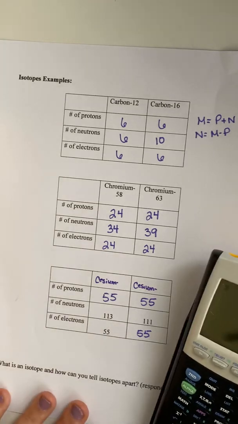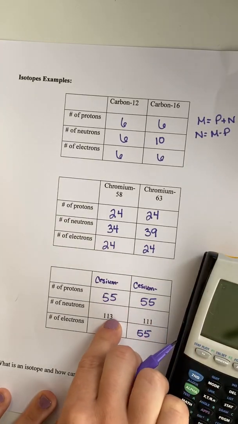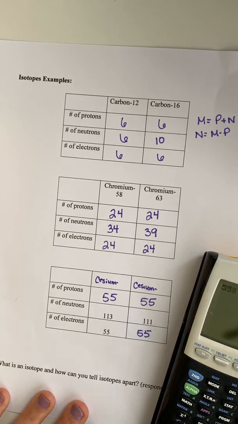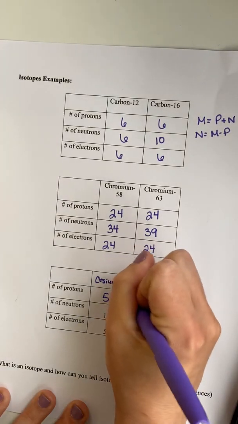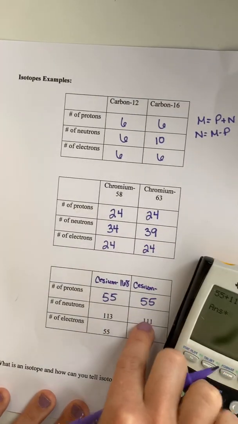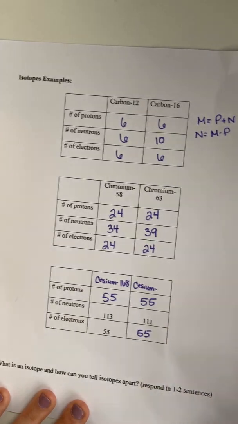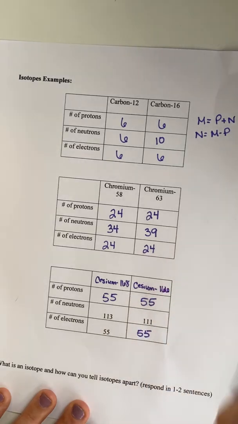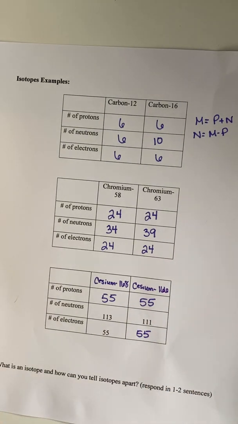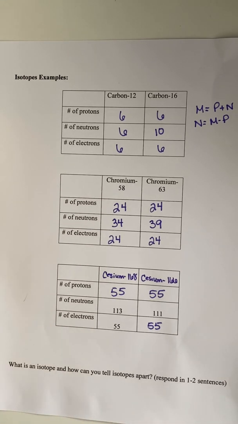The mass is just P plus N. So I'm going to take the number of protons plus the number of neutrons. So here I have an isotope of cesium, 55 plus 113, I have cesium-168. And then here I have 55 plus 111. So I'm going to have an isotope of cesium-166. And I think cesium has a ton of different isotopes, but that is just a general example. Today we are solely focused on how to determine the mass of an isotope and identify what isotope we have.